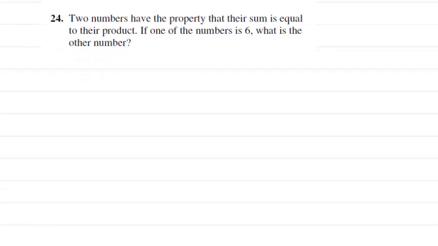Here's a problem from College Board's 2001 practice test. Two numbers have the property that their sum is equal to their product. One of the numbers is 6. What's the other number? So X and Y can be my numbers, and their sum is equal to their product.